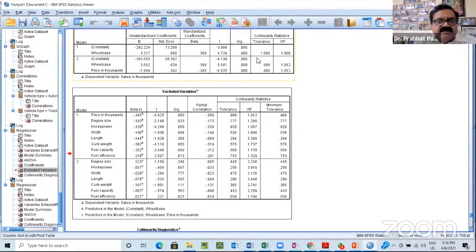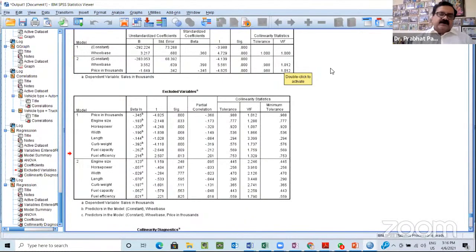So wheelbase and price, these two variables were selected. And if you look at their parameters, they are significant over here. You can see the unstandardized beta, standard error, then t value, then p value. The p value, in both cases, is 0.00000. So they are the best variables without any multicollinearity in the model.